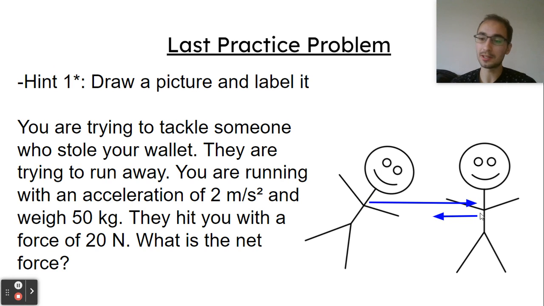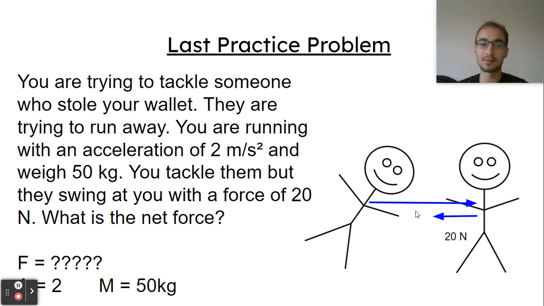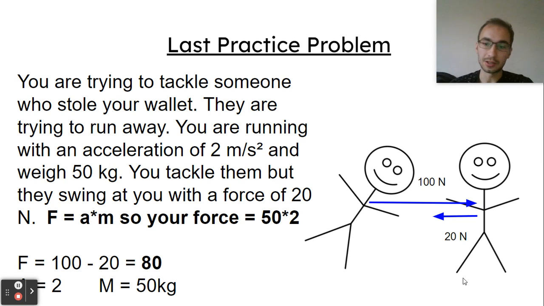Hopefully you noticed you're tackling, and then the robber hit you back with 20. So we know they hit you back with 20. We don't know how much force you hit him with. You have to find that one out. We don't know F, but we know A equals 2, and M equals 50. So use the formula, F equals A times M. Your force is 100. They hit you with 20. So you take the net force, 100 minus 20, and you get 80.